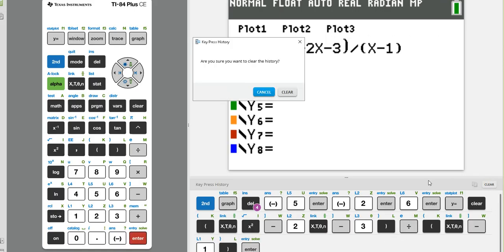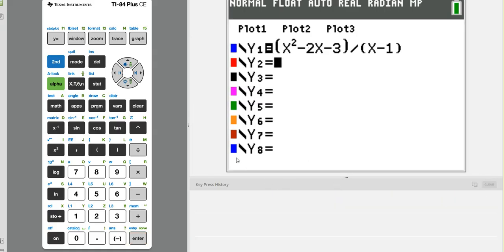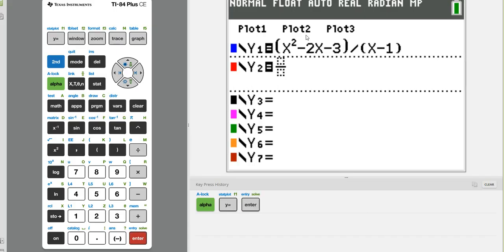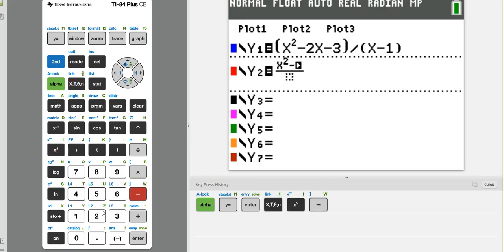But for those of you with an up-to-date calculator, your software is up to date, and you've got a TI-84 Plus or something like that, then there's another possibility that eliminates these parentheses. If you hit the alpha key, then the y equals key, that's going to give you the ability to do a straight up and down fraction. So just choose the number 1, or press enter. And now I can type this in without the parentheses because it knows what the numerator is and it knows what the denominator is. x squared minus 2x minus 3 divided by x minus 1.